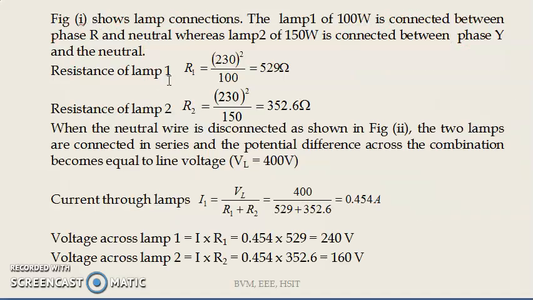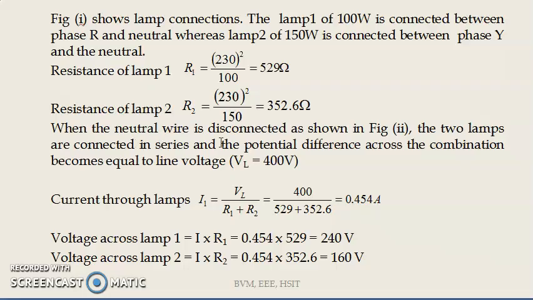Let us calculate. R1, I have calculated like this. P is equal to V square by R, right? So therefore R is equal to V square by P. P is 100 watts, V is 230 volts. So V square by 100, we will get 529 ohms. R2, we will get 352.6 ohms.